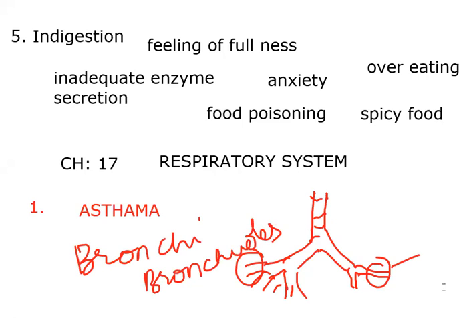Bronchi and bronchioles become narrower. See, this is the normal condition. So here, when they become narrower, there is a problem. Difficulty in breathing will come. That is very, very important. Asthma is not a disorder of the lungs. Asthma affects bronchi and bronchioles. What is the major symptom? They become narrower, that's all. When they become narrower, people suffer a little in breathing.